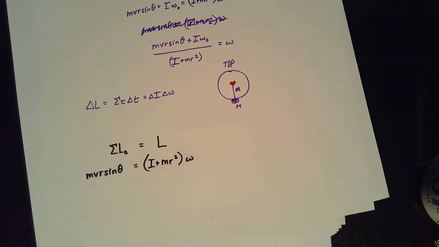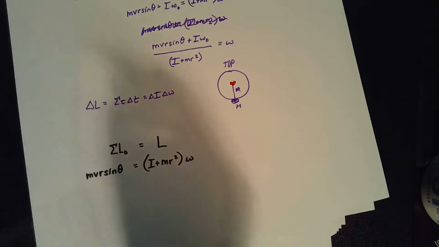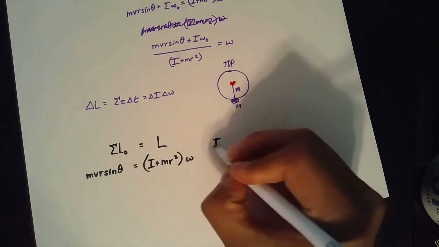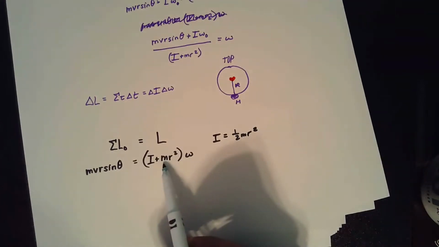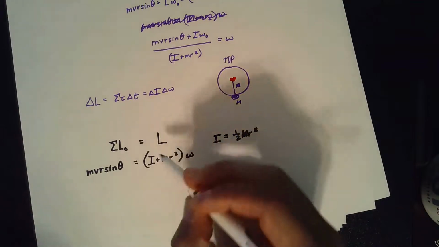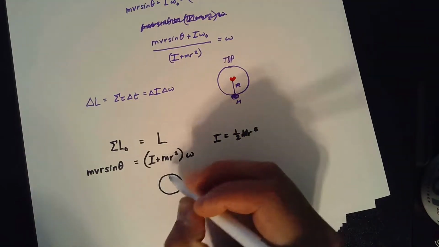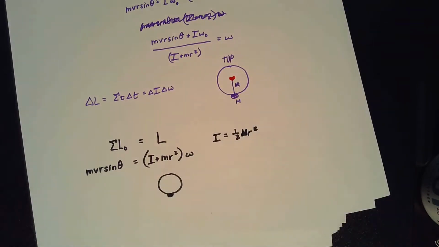Just like that. Right? So M is the mass of the bullet, V is the velocity of the bullet, R is the distance from the axis, which is the radius. I is a disk, right? So 1/2 MR squared plus mass of the bullet. I guess I should make this a different M. Mass of the bullet, radius, it hits on the edge, right? Times omega, just like that.